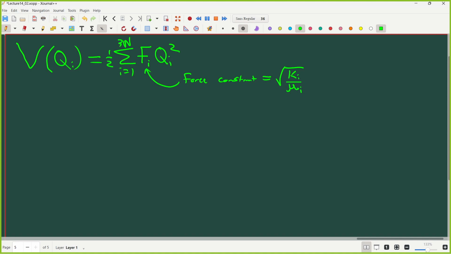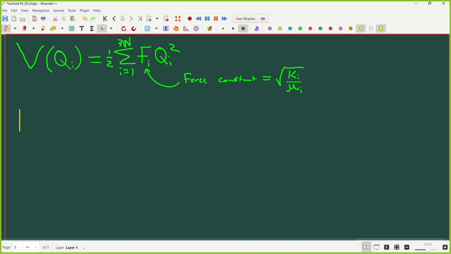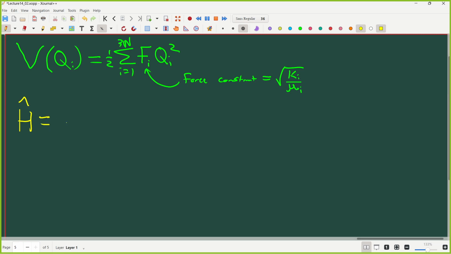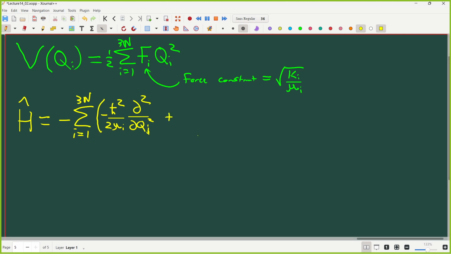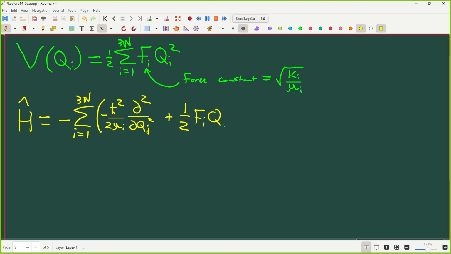So our Hamiltonian looks like this. There's 3n different coordinates, so we have i equals 1 to 3n. Minus h bar squared over 2 mu i times the second derivative along that coordinate, q i squared, plus our potential, which is 1/2 F sub i q sub i squared.